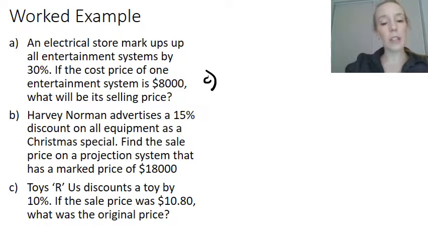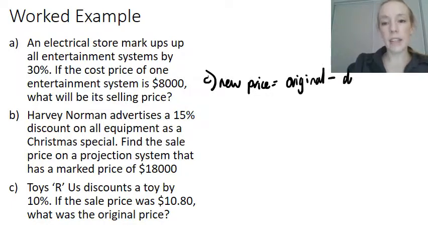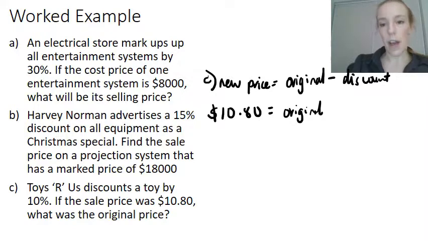And our last one, C, Toys R Us discounts a toy by 10%. So if the sale price was $10.80, what was the original price? Okay, so this one is kind of using the same formula as before. We just have to rearrange it. So we know our sale price was equal to our original minus our discount. Now, we can fill in what we know. So $10.80 is equal to our original minus the discount, which was 10%, so 0.10.